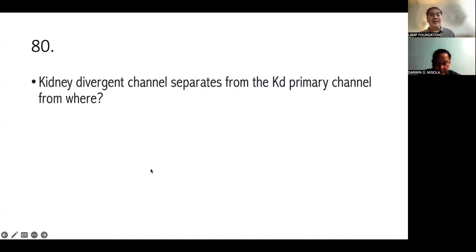Number 80, the kidney divergent channel separates from the kidney primary channel from where? In the popliteal fossa. To intersect with the bladder channel located on the thigh.